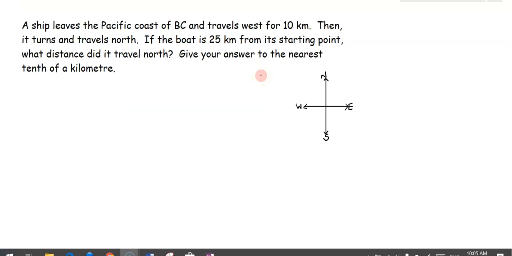What we're going to do is read through the problem once entirely, try to get the gist of the problem, then go back and piece it together and try to create the diagram.